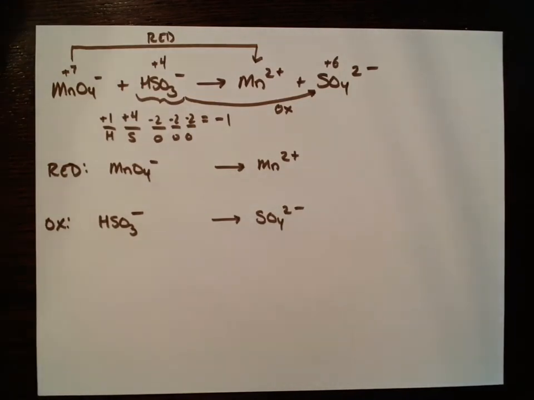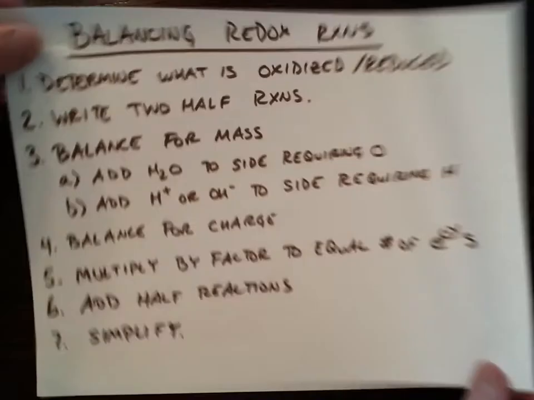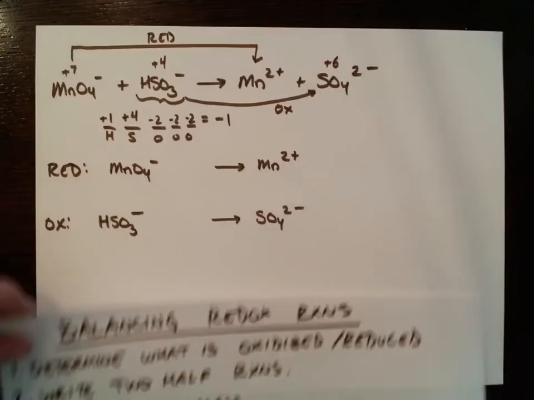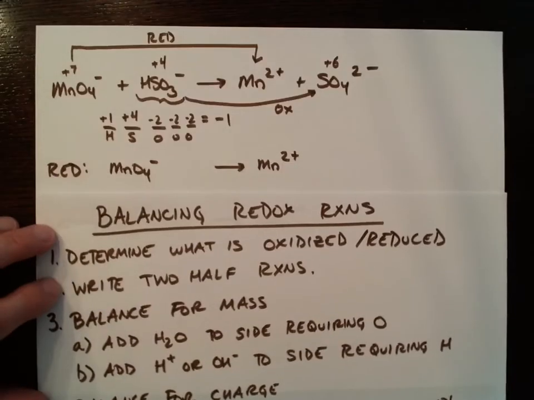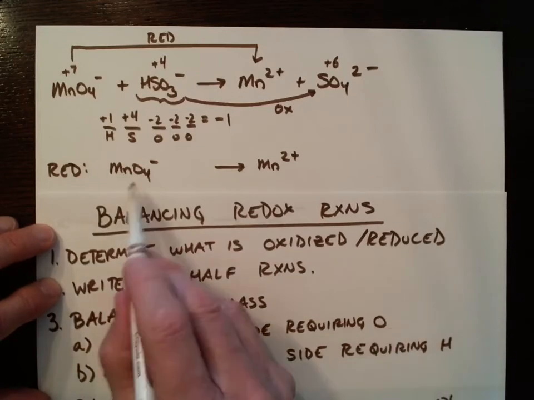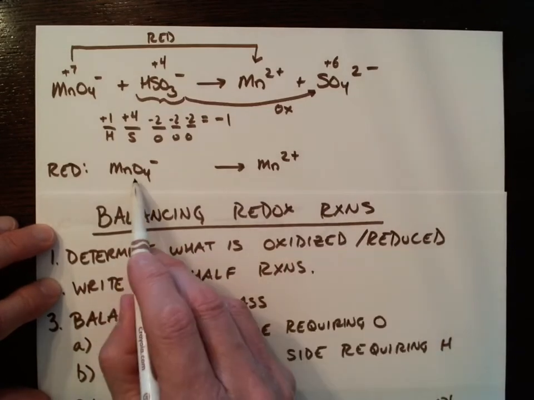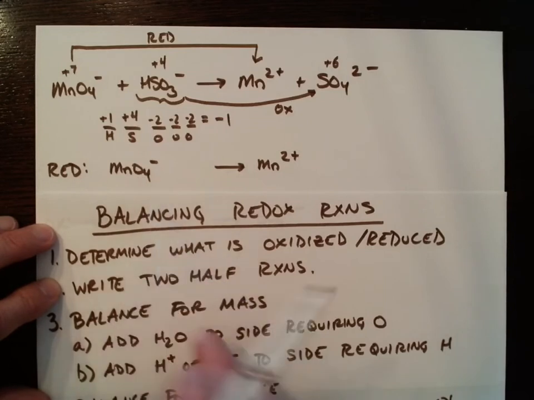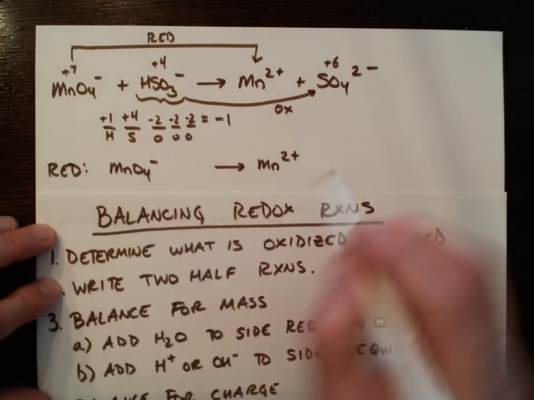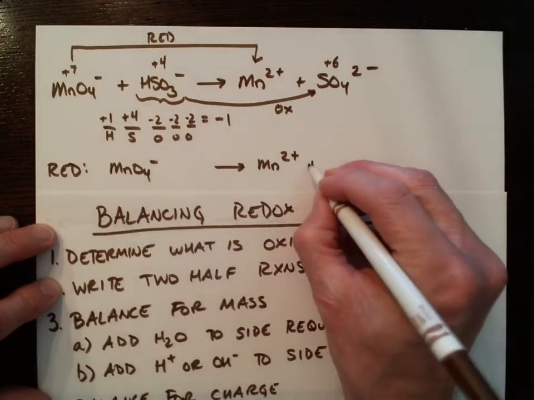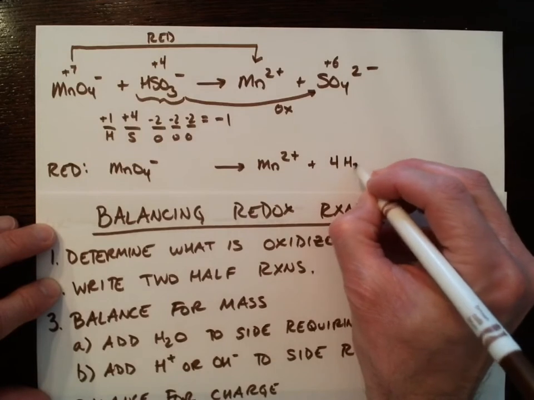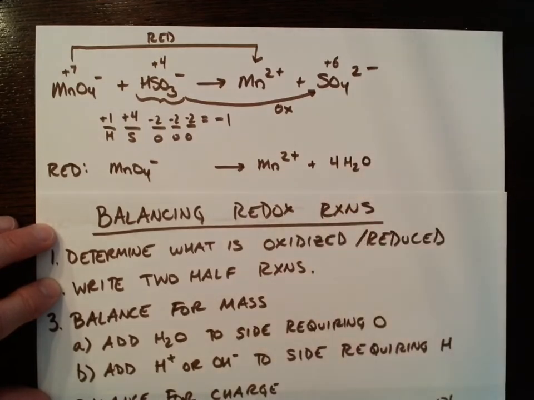Alright. Got to balance for mass. So let's do the first one. I need to add water to the side requiring oxygen. Well, that's going to be this side over here, isn't it? See, I'm going to need 4. I need 4 waters because there's 4 oxygens. So let's see, plus 4H2O. I think that works.